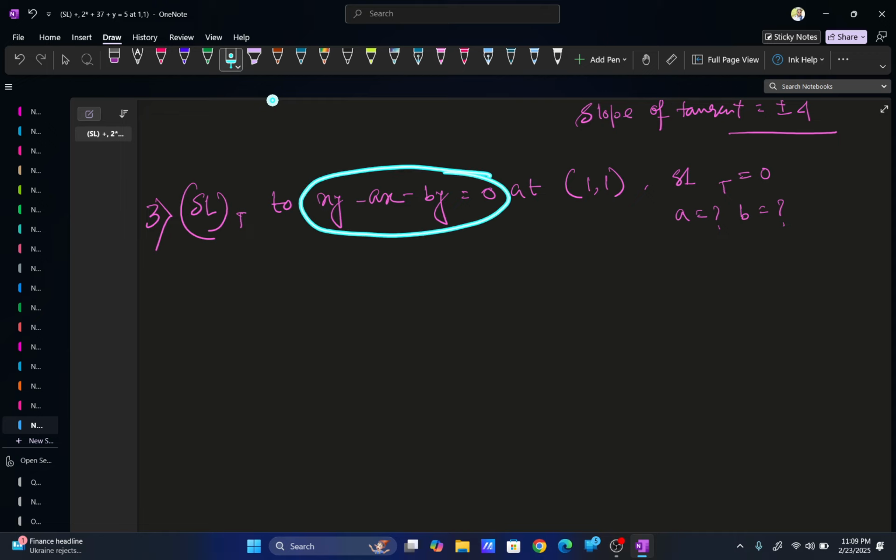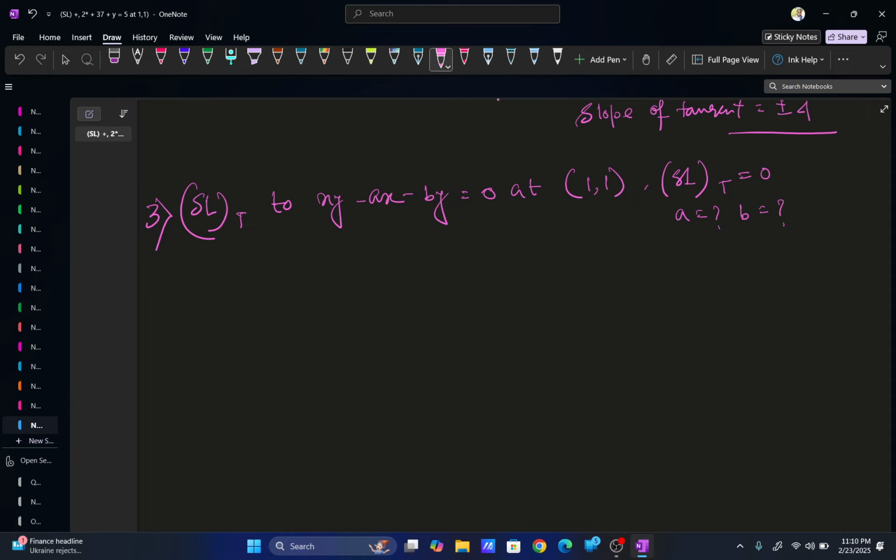So we find the slope of the tangent of this curve, and we find the slope of the tangent at that particular point. Sorry, this is my mistake actually. The slope of the tangent of this particular curve at this point is basically 0. Then we need to find a and b.